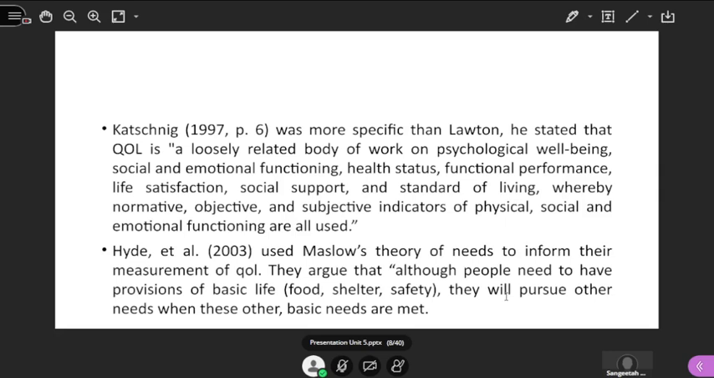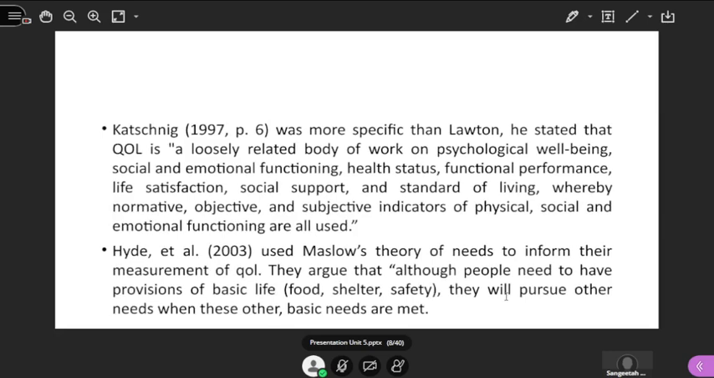You find all these definitions. They have been defined from different perspectives. So you find a lot of common words, like psychological well-being, emotional, health status, functional performance, physical ability or physical disability, life satisfaction, right? Social support, on the other side the social network, standard of living. All these definitions mean more or less the same, right? The number of words differ, but quality of life is all about, as Lawton says, good life.